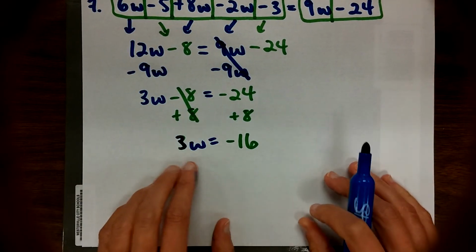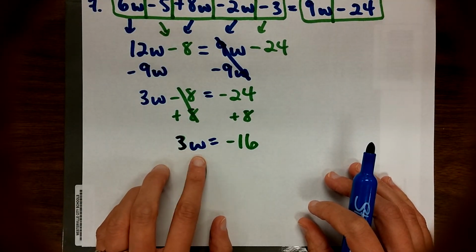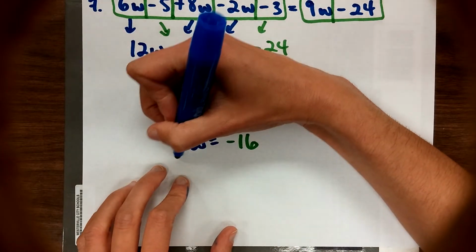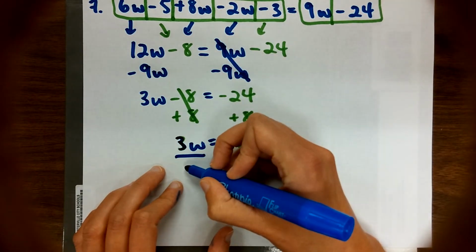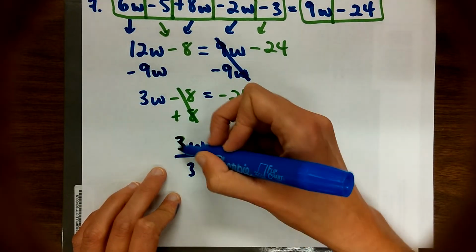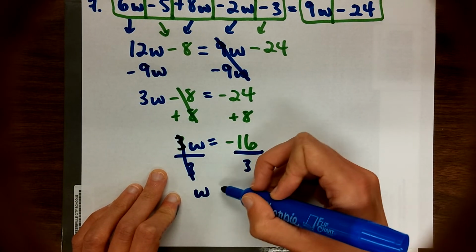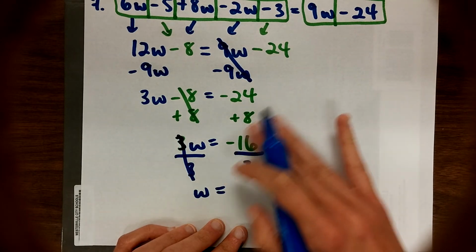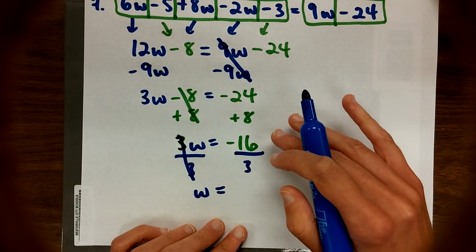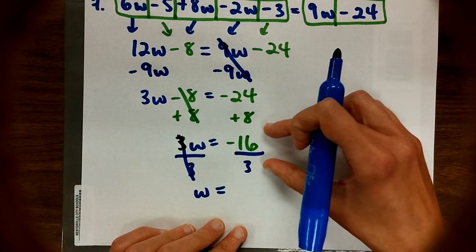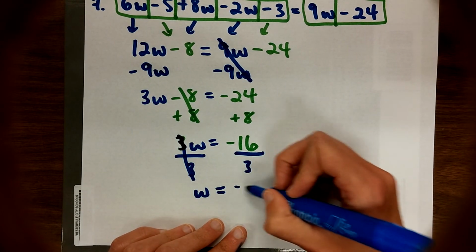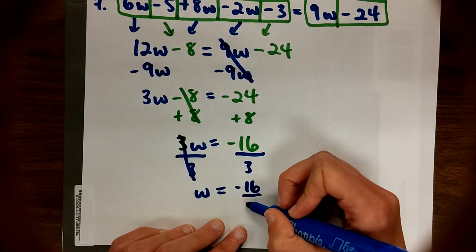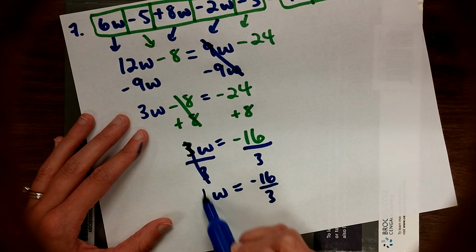And then this 3 is multiplying the w. So to undo multiplication, we're going to divide by the 3 on each side. So that leaves us with just w now. And then 16 isn't actually divisible by 3. We're going to get a crazy decimal if we divide in the calculator. So I'm just going to leave this as a fraction, just like it looks, negative 16 thirds. And that is my value for w.